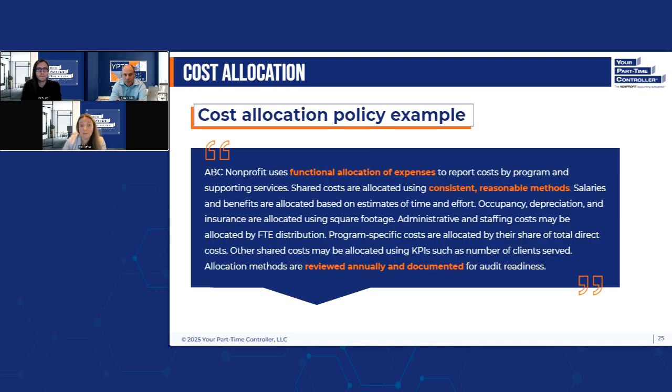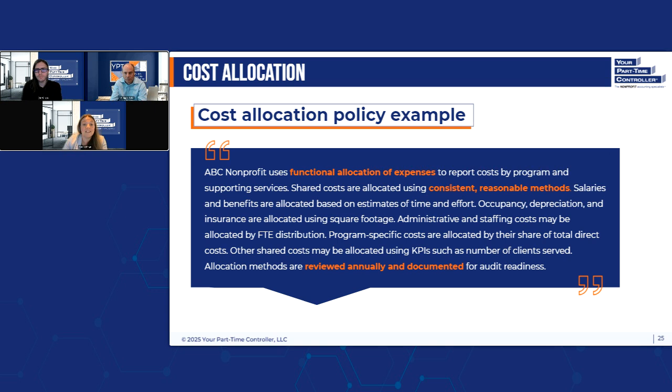All right, so I promised there would be an example of what the cost allocation policy looks like. We generated this with our handy dandy AI tool. This is a fictional organization, and it's disclosing the costs of program and support service activities. It's been summarized on a functional basis, and expenses are presented by their natural classification and by function.